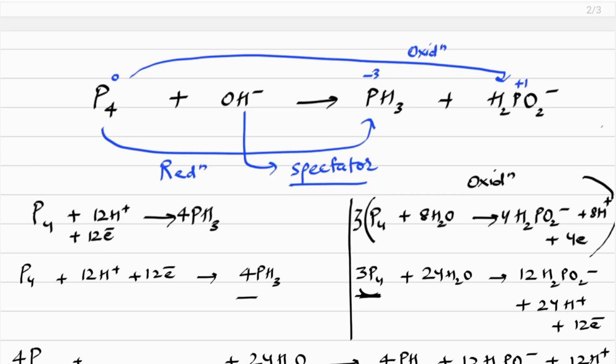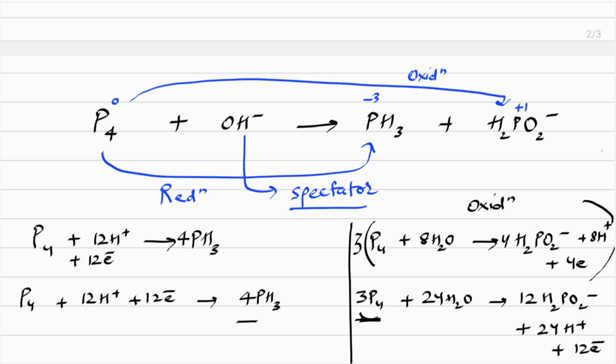Remember that in a disproportionation reaction, only one element gets oxidized and reduced simultaneously. Okay, so you have to take the same reactant in the reduction half reaction as well as the oxidation half reaction. And while balancing, you do not have to take into account the spectator ion.